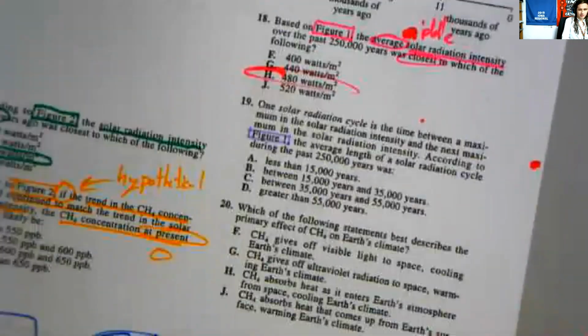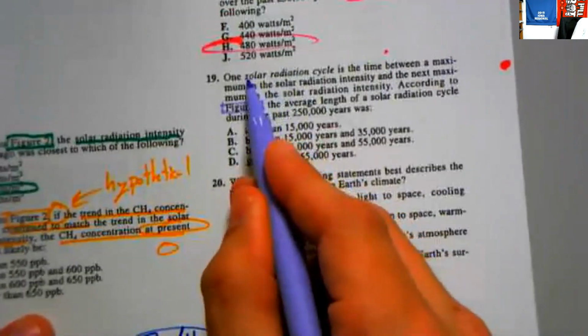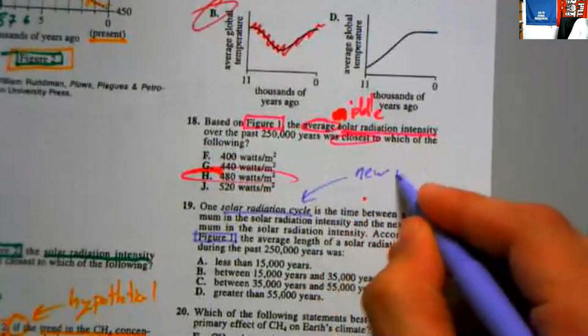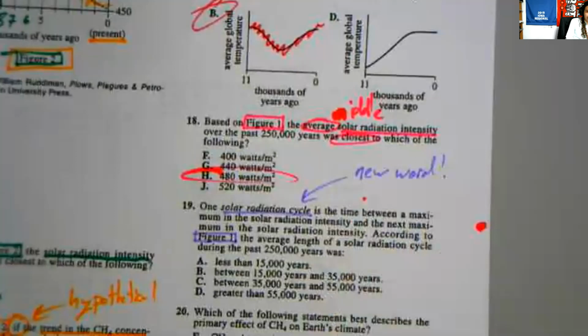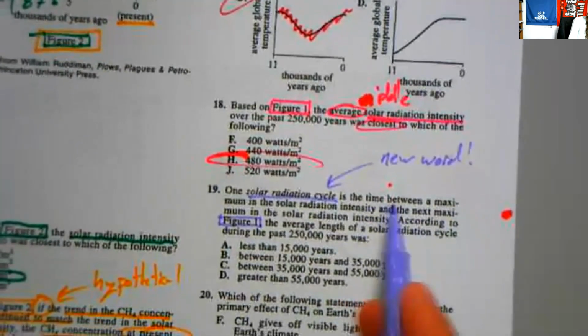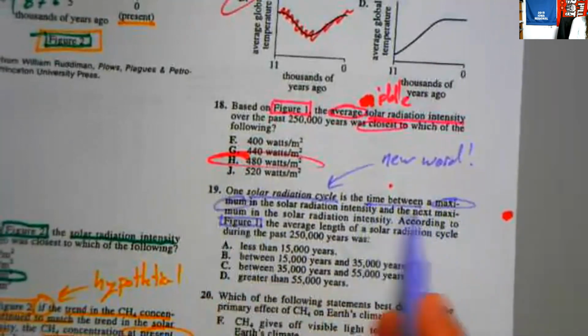All right, 2 left. Then you guys get to try one on your own. I'm going to do it for you, but you're going to pause and try it on your own in a minute. New thing: a word in italics, solar radiation cycle. If you've got a word in italics, that tells you it's a new word, probably one worth paying attention to. It is the time between a maximum in solar radiation intensity and the next maximum.